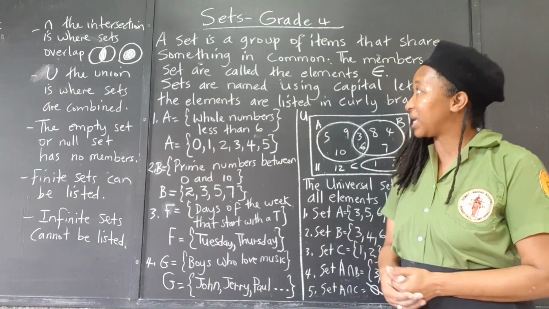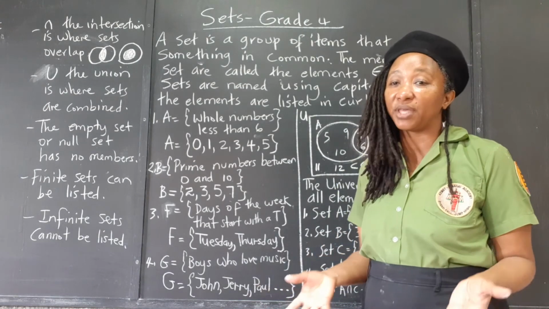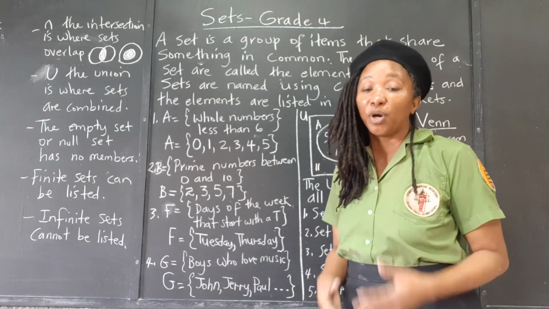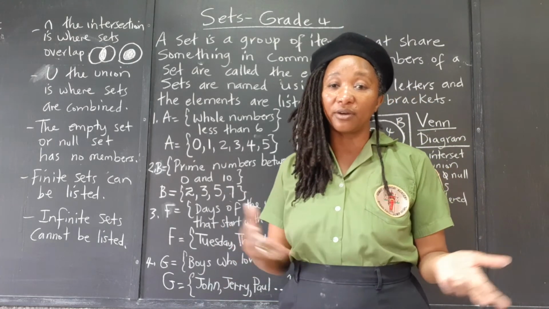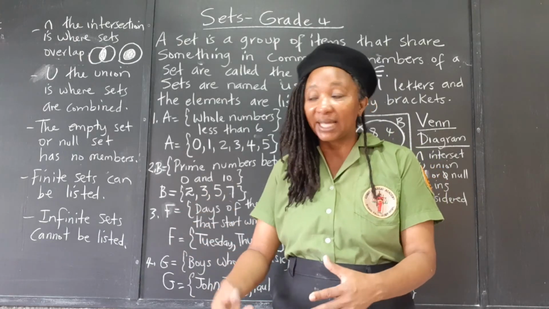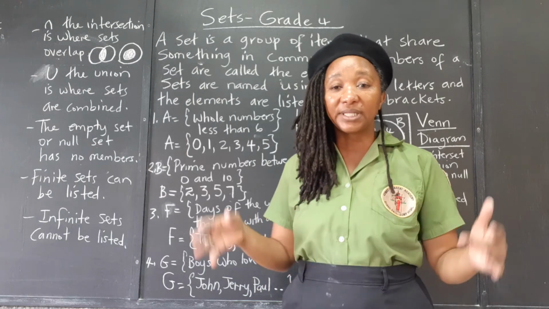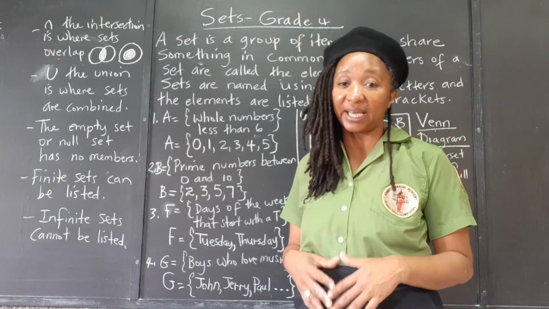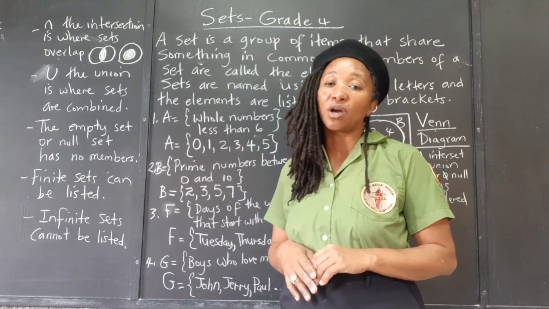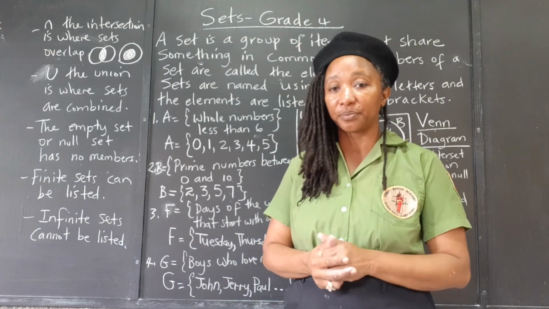Alright, so to recap, we say a set is a group of items that share something in common. They don't have to be exactly alike in all things, but they share one thing or two things. So they can belong to this set and also belong to another set and also belong to another set over there. And those sets would overlap or intersect. As well as we might have sets that do not overlap. We call those disjoint sets. They don't have anything in common.